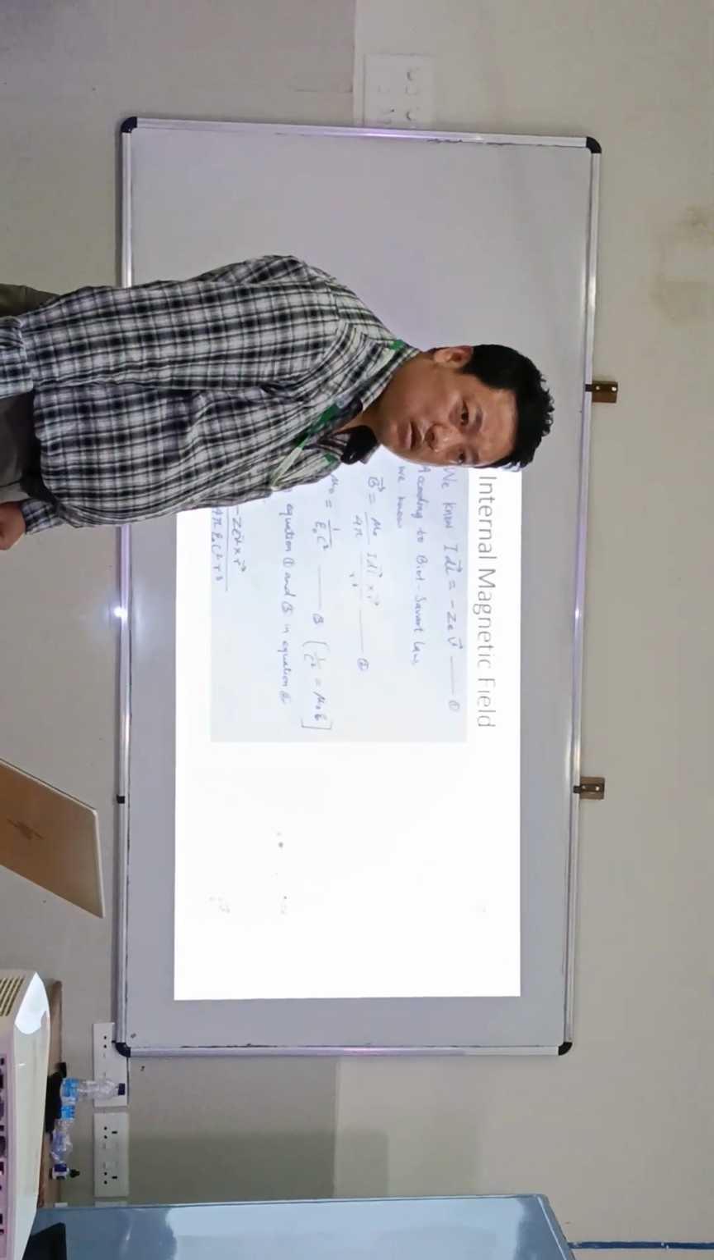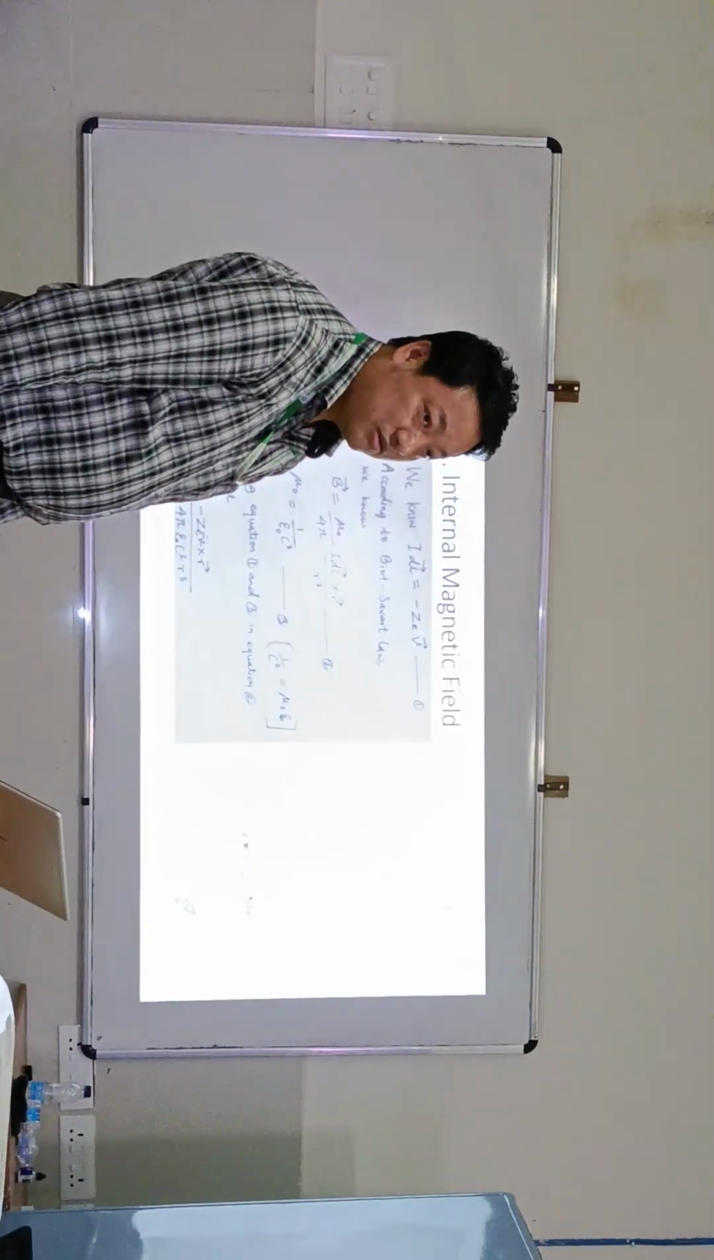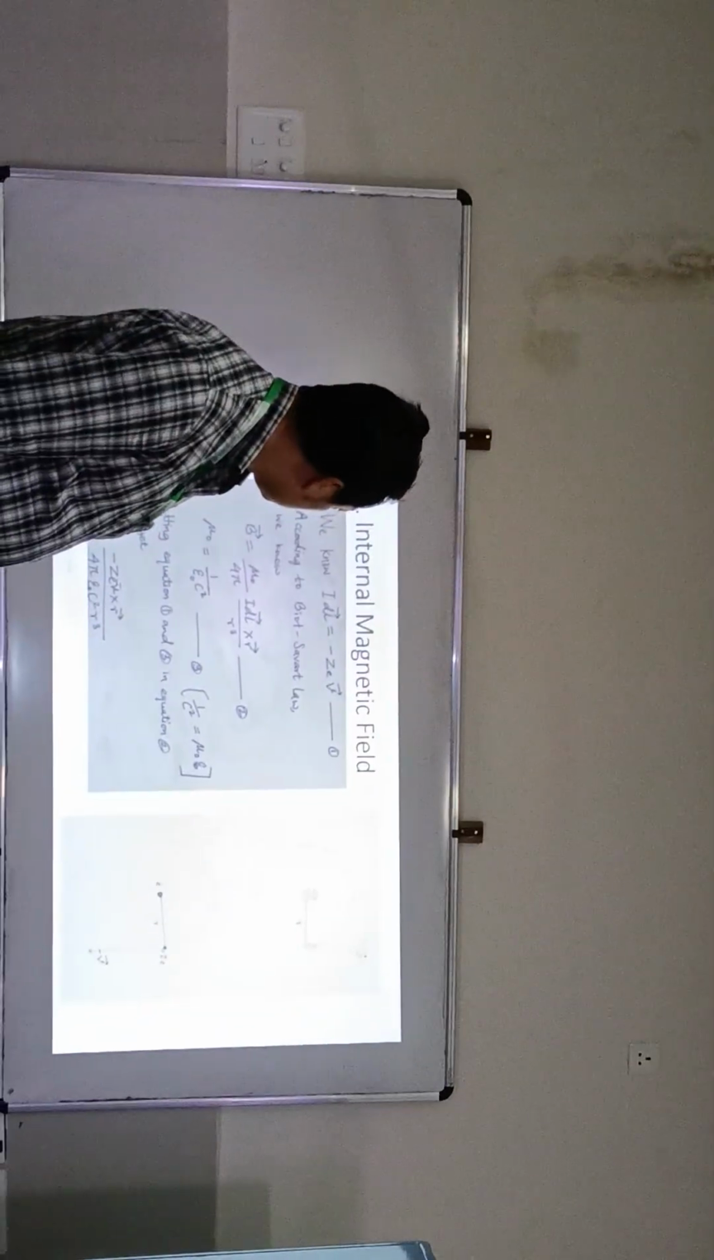Mu naught is equal to 1 by epsilon naught c square, right? So 1 by c square is equal to mu naught into epsilon naught. From where did you get this equation? We are just converting mu naught in terms of the speed of light, and then we get this equation.